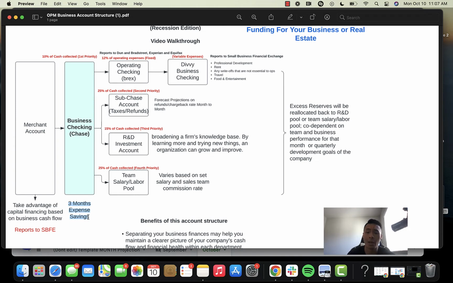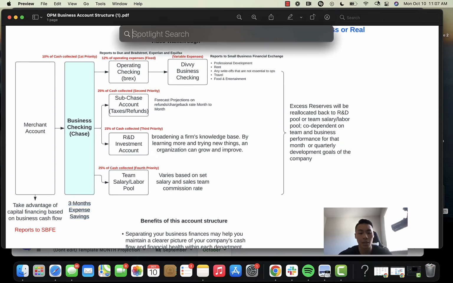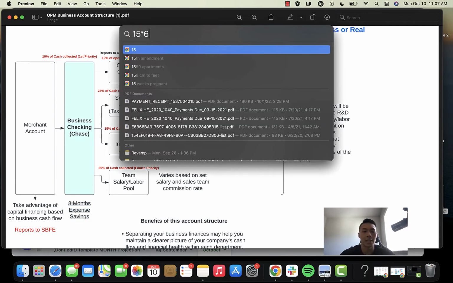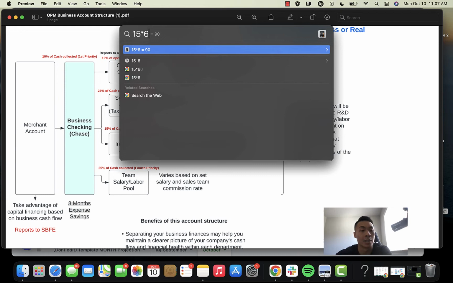So for example, if your business expenses, including your salary, your team's salary, everything else, equate to like $15,000 per month, you want to do $15,000 times six, and that's how much you should have sitting in your savings account. $90,000 worth of 6 months of expense savings sitting in your business checking account, right?